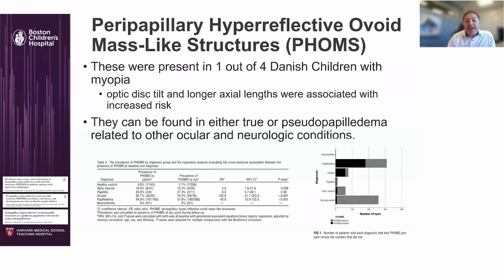We looked at our children at Boston Children's with optic neuritis, papillitis, drusen, papilledema, and neuroretinitis. And we found that it was most common in patients with papilledema and drusen. So you can't just say, oh, there's a PHOMS, there must be something wrong. You can see it in pseudopapilledema. You can also see it in other ocular and neurologic conditions. So they're kind of a marker that something could be going on, but not necessarily something that's dangerous.